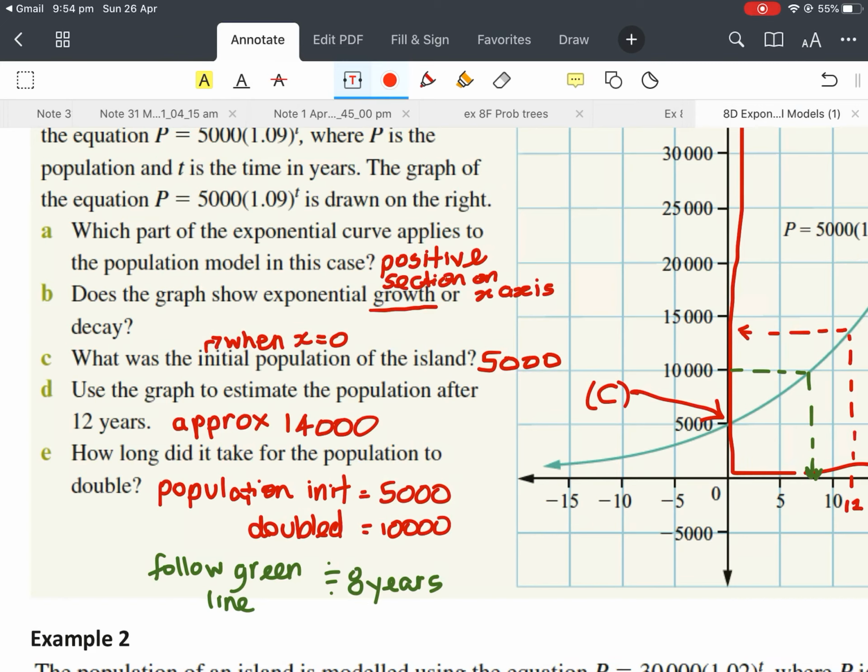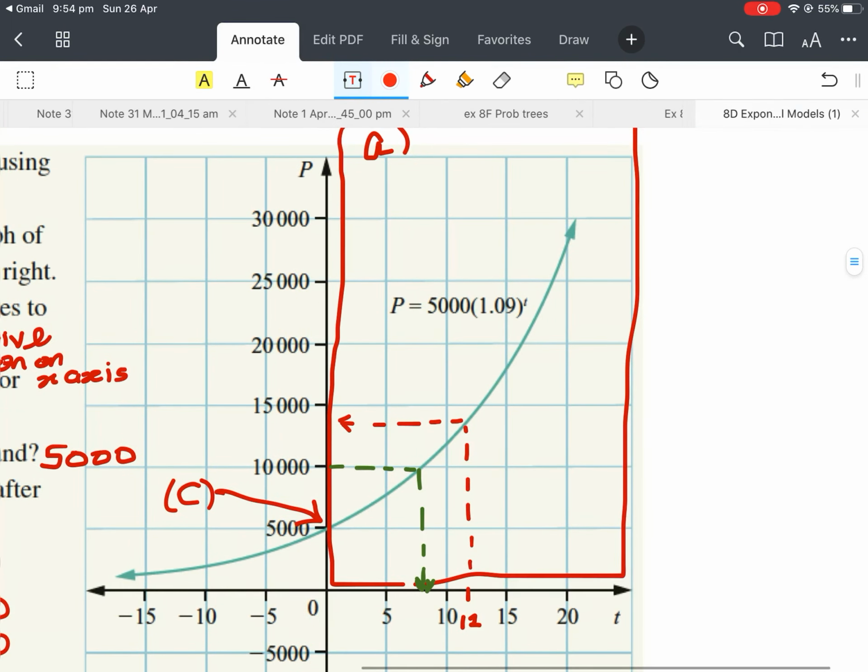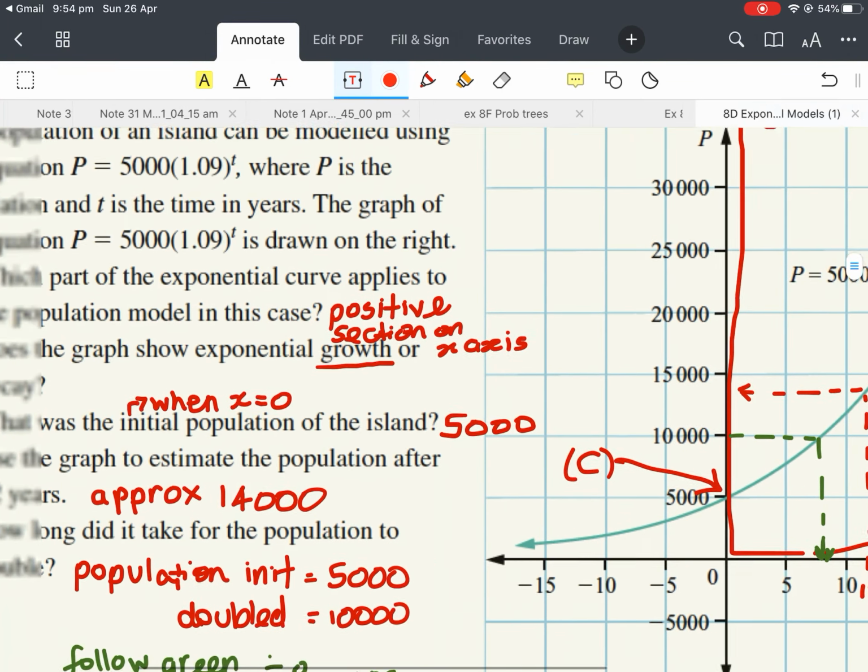Question D says, use the graph to estimate the population after 12 years. So if I move over and make the graph a bit bigger, I find 12 in between 10 and 15, maybe a little bit closer to 10. Just do your best, depending on what you've got in a test. You're going straight up until you hit the curve, and then you're going straight across to the left until you hit the y-axis. So I'm hitting it roughly there at about 14,000. So that's my answer.